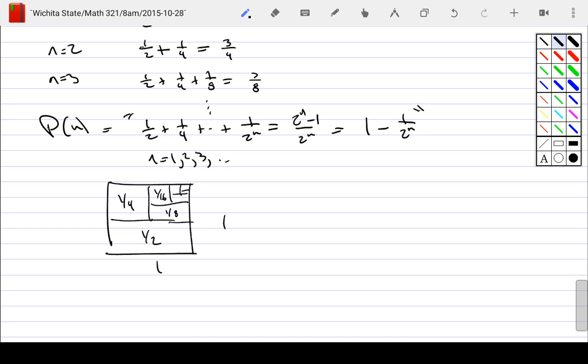Do something an infinite number of times, but, well, 1 plus 1 plus 1 is infinity. Yeah, but a half plus a fourth plus an eighth plus a 16th is 1 if we do this forever. Why? Well, there's that shape. It proves it right there. Not only that, if we ever stop, what's this?